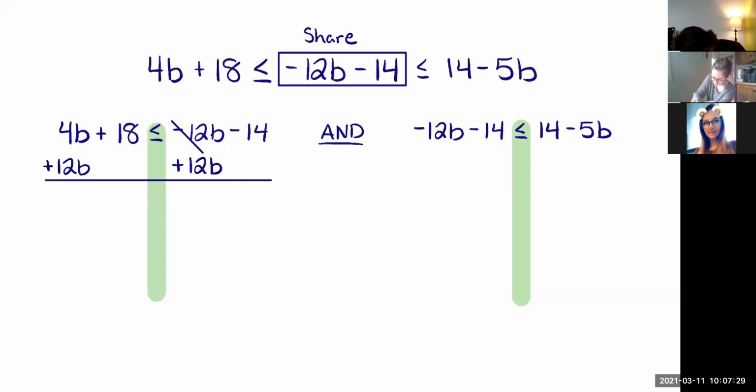It gets rid of it on the right. I get 4b plus 12b, which is 16b. Bring down the positive 18. Bring down the less than or equal to symbol. Bring down the negative 14. Then the only thing that's left is to get the variable by itself, which is on the left side. So what are we going to start pulling away from that side? The 18. So we'll do the opposite. We'll subtract 18 from both sides.